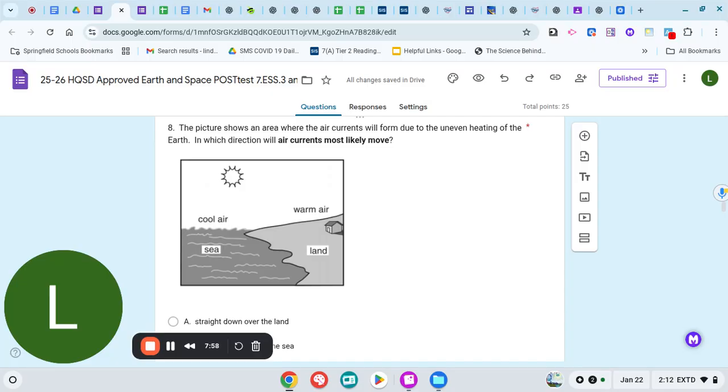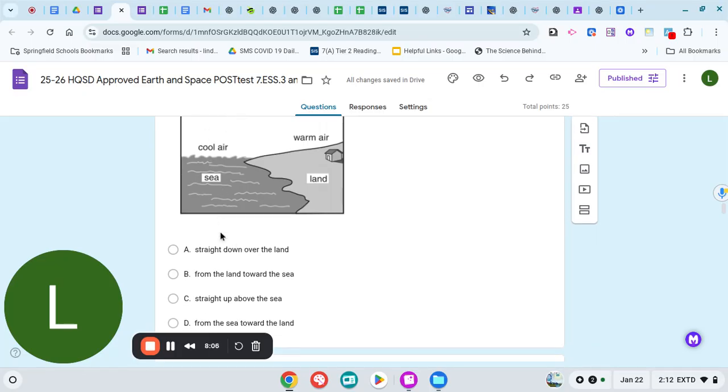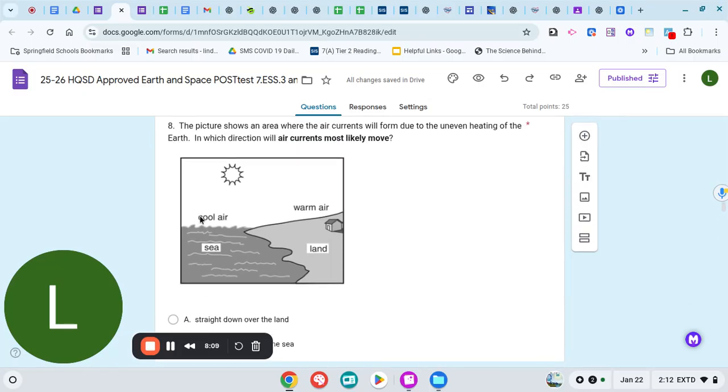A, straight down over the land. B, from the land towards the sea. C, straight up above the sea. Or D, from the sea towards the land.